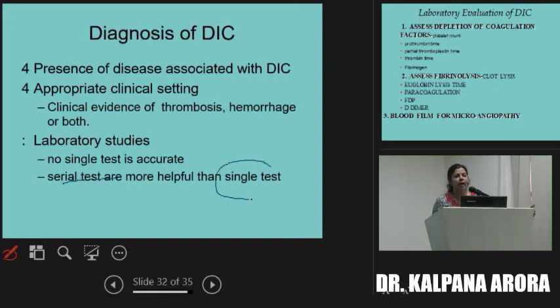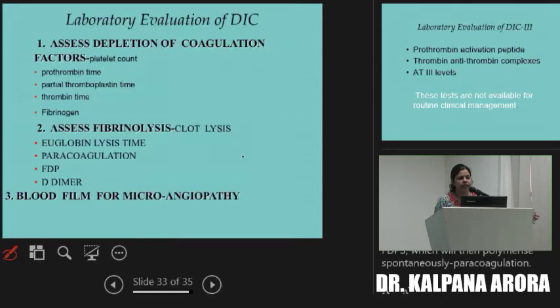In this, all the parameters which we see in the bleeding disorders are deranged. That is, there is excess depletion of the coagulation factors. That is, there is a decrease in the platelet count. Prothrombin time, what will happen? Increase or decrease? Yes, it would be increased. The partial thromboplastin time will also increase. Thrombin time will also increase. And what will happen to fibrinogen?